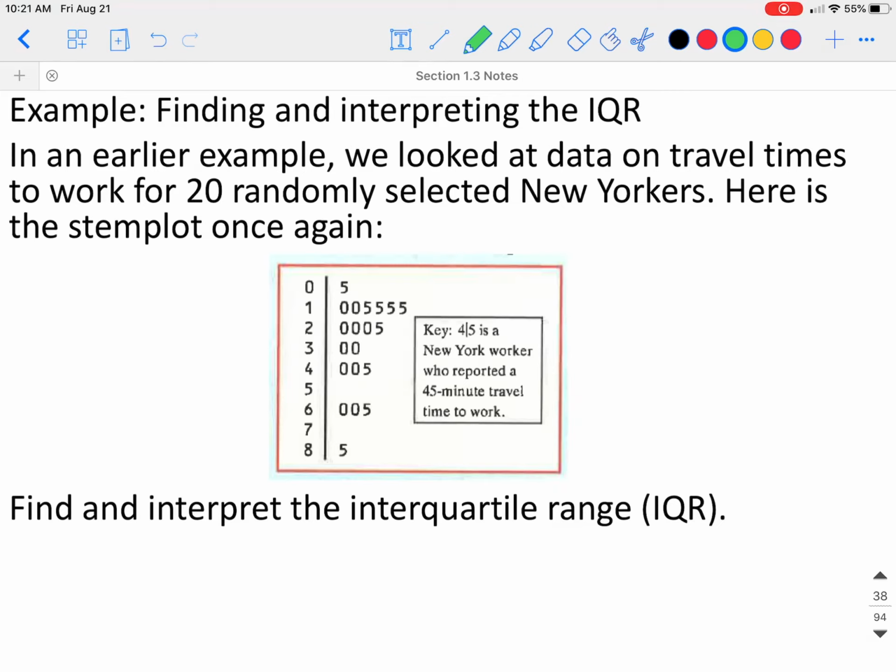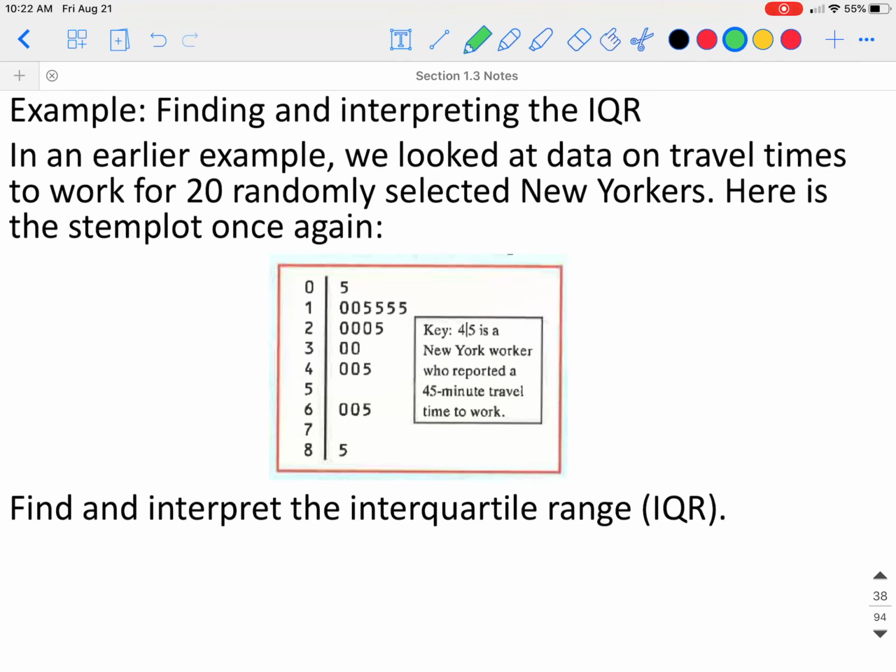In an earlier example, we looked at data on travel times to work for 20 randomly selected New Yorkers. Here is the stem plot once again. We need to find and interpret the interquartile range. Now we know there are 20 observations. 20 divided by 2 is 10, so we need 10 observations to the left and 10 observations to the right.